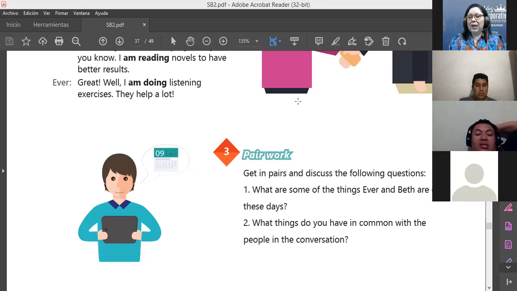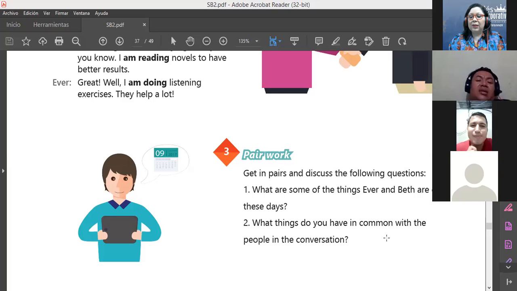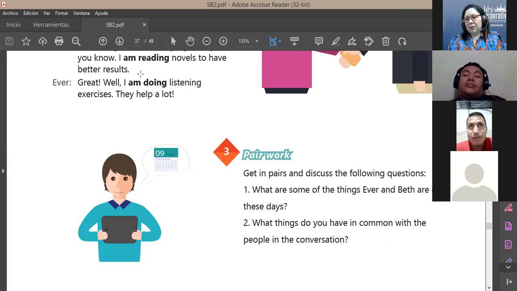A ver, le vamos a preguntar al grupo cuatro. What are you doing? Do you have that in common with the people in the conversation? Griselda, Irma, Javier, and Santos. Taking an English course, teacher. Yes, you have that in common, but what are you doing as they to improve your English, to have better results? Me? I am listening to music in English. Very good. Okay.